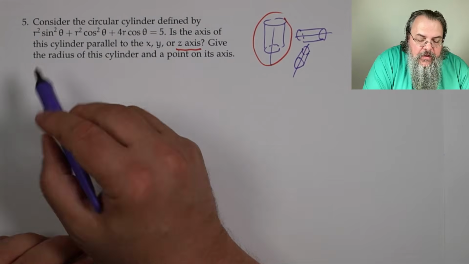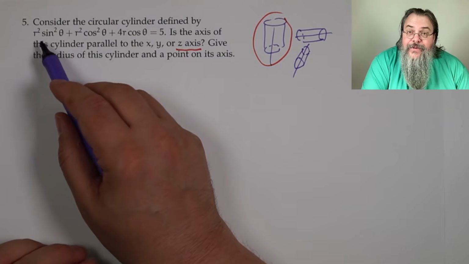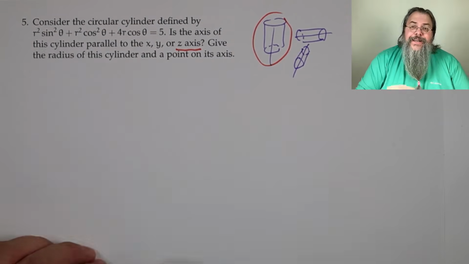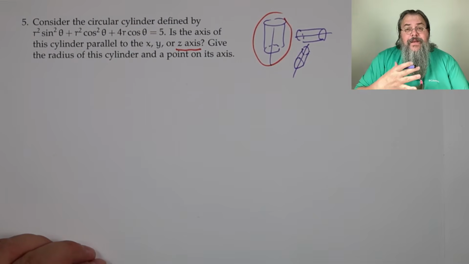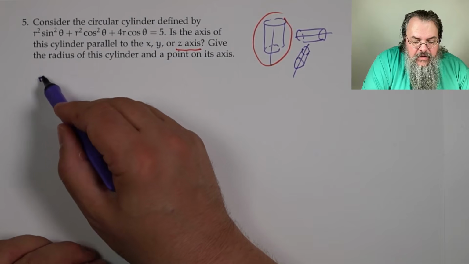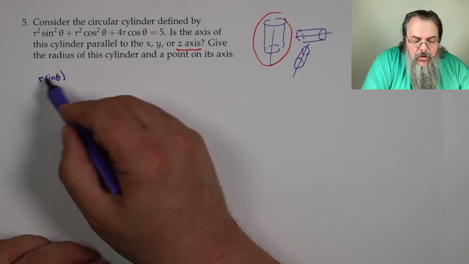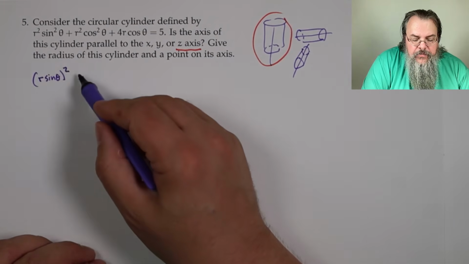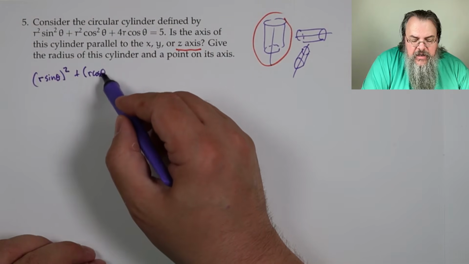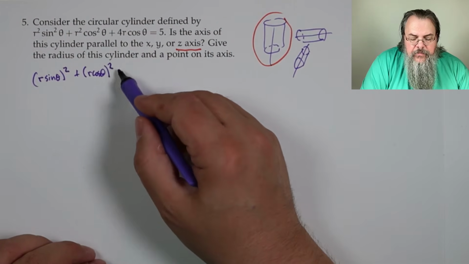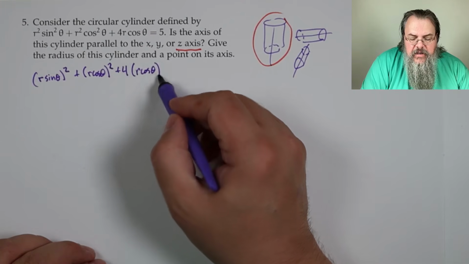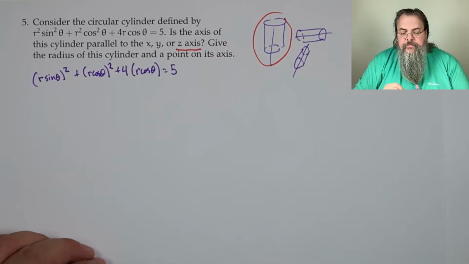Okay, so I'm going to rewrite this. R squared sine squared theta. Now, they chose to put in the sine squared theta. An interesting choice and maybe kind of a hint. So what if we thought about it in that way? As r sine theta quantity squared. And then this r squared cosine squared, r cosine theta quantity squared plus 4, and I'm going to write r cosine theta and equals 5.